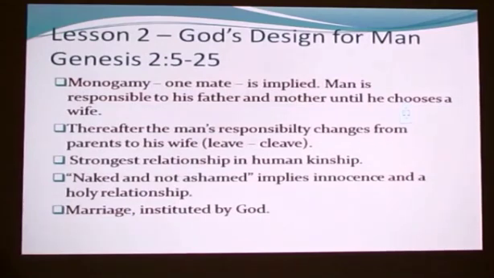Also in the same chapter, we find what we call monogamy. God's design for man here again is that they will have one mate. Man is responsible to his father and mother until he chooses a wife.